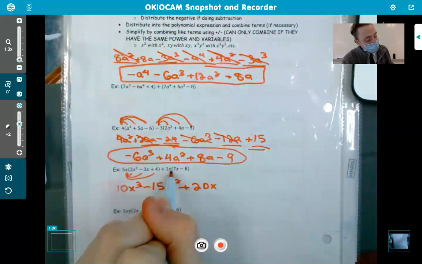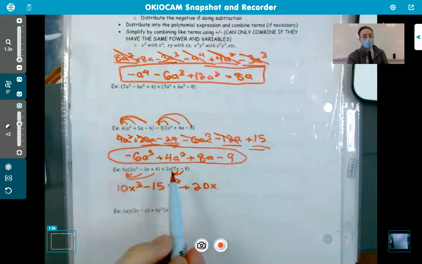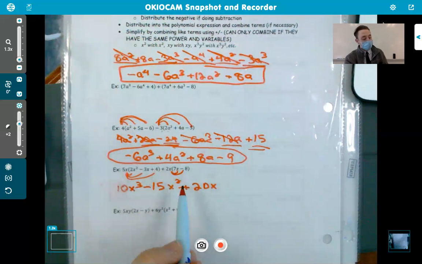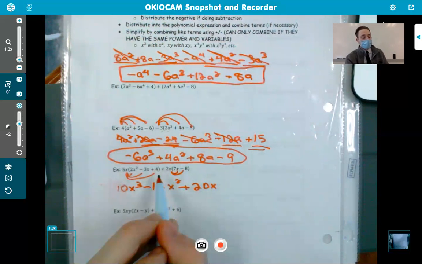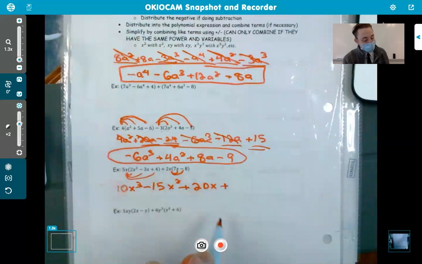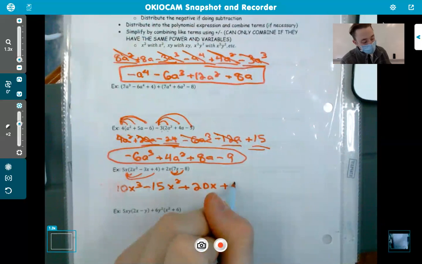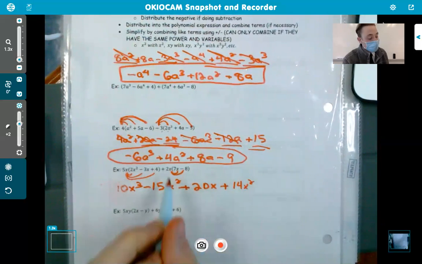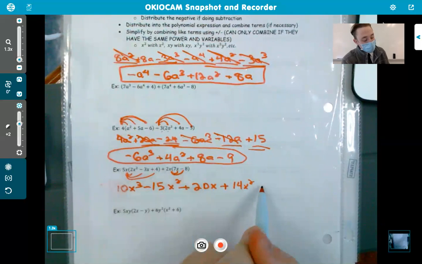I'll do the same thing in the second term. I'm distributing a 2x to the 7x and the negative 8. Well, what's 2x times 7x going to give me? 14x squared, right? I'm adding those exponents. 2x times negative 8, negative 16x.